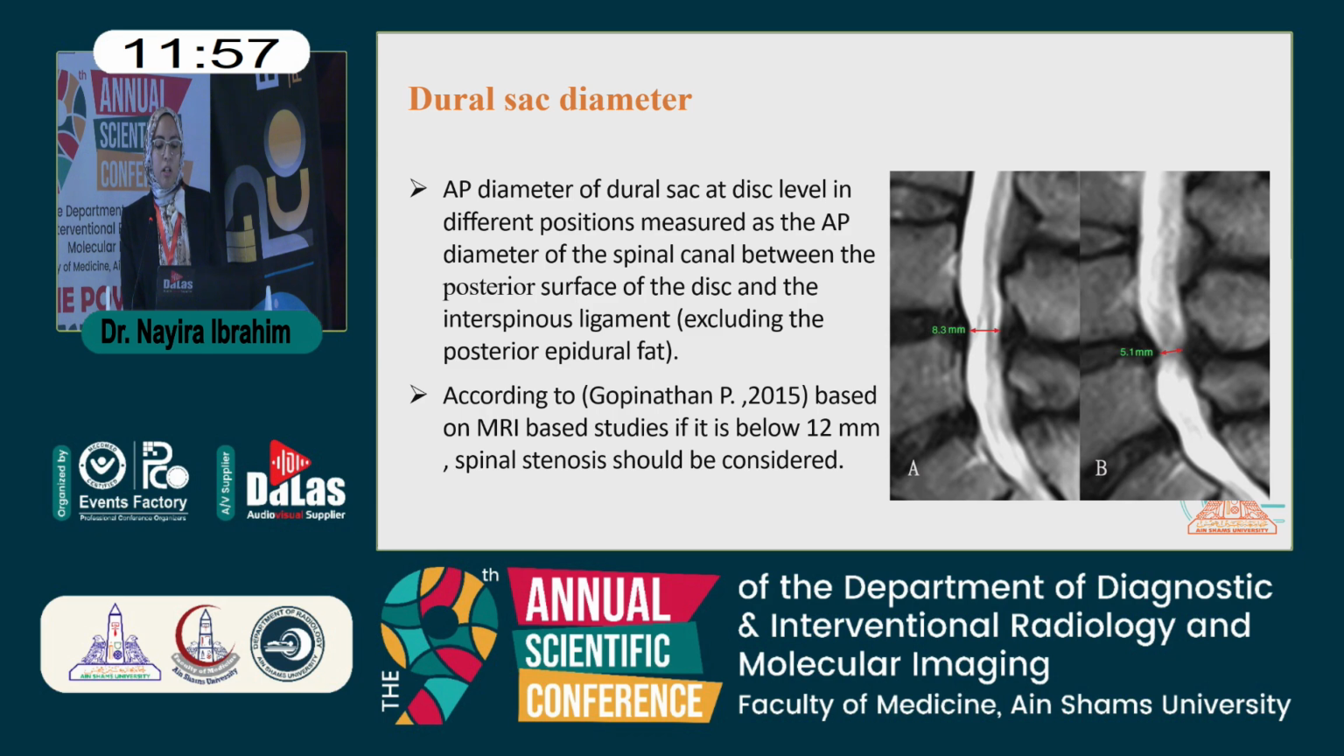I'm going to spotlight the most important morphometric parameters in dynamic MRI that made it superior to traditional flexion and extension radiographs. First, the ability to measure the diameter of the dural sac at the disc level in different positions. It is measured between the posterior surface of the disc and the interspinous ligament, excluding the posterior epidural fat. According to previous MRI-based studies, if it's below 12 mm, spinal stenosis should be considered.